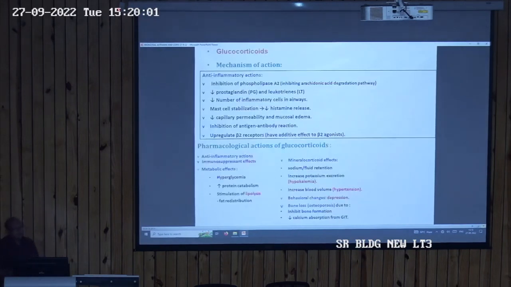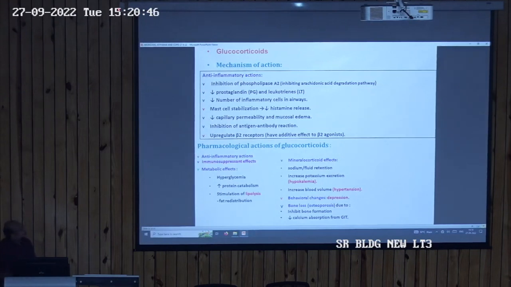So the mechanism of action we have seen: they have anti-inflammatory effect by inhibition of phospholipase A2, then decreasing prostaglandin, leukotriene, decreasing the inflammatory cells in the airway, then stabilizing the mast cells, decreasing the histamine release, decreasing capillary permeability and mucosal edema, and inhibition of antigen-antibody reaction, then upregulating the beta-2 receptors, having additive effect to the beta-2 agonist. So multiple ways it is going to work. It is not a single formula or a pathway we can say that it is going to work through only. It works through multiple ways, and so it is very beneficial especially in a compromised patient.